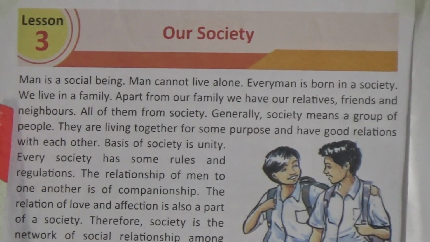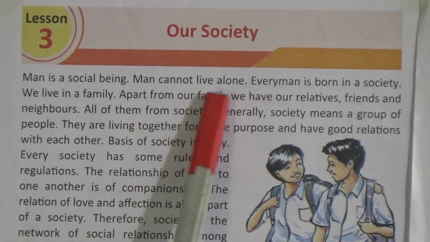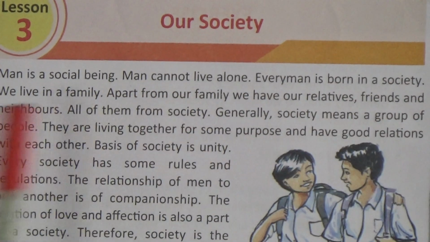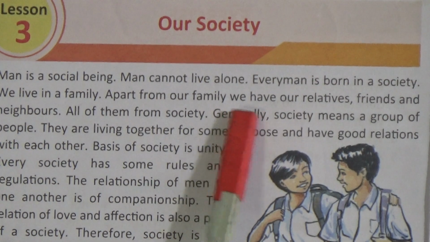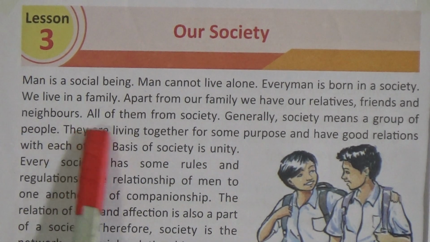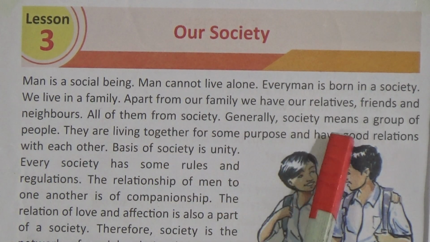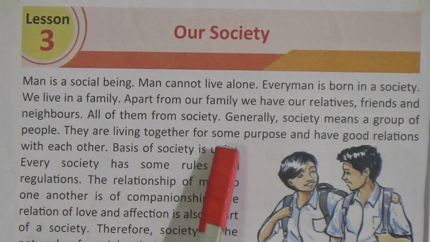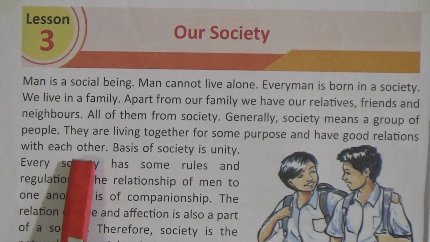Let's read. Man is a social being. Man cannot live alone. Every man is born in a society. We live in a family. Apart from our family, we have our relatives, friends and neighbors. All of them form society. Generally, society means a group of people. They are living together for some purpose and have good relations with each other.